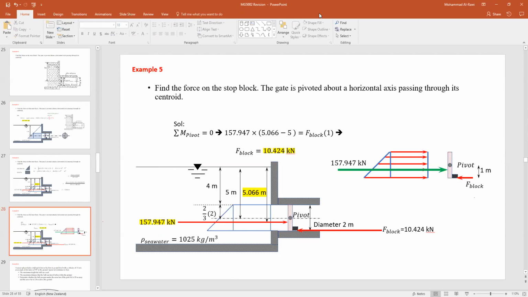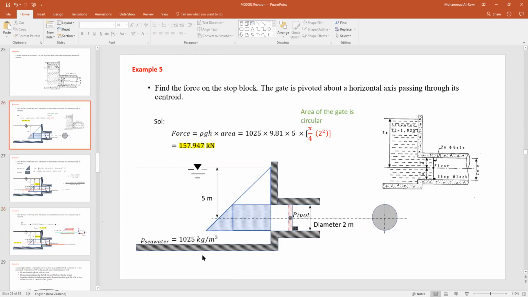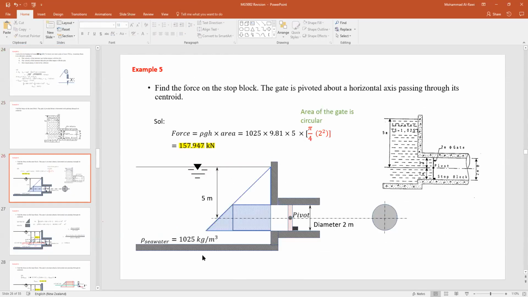Now I have a question. Can you explain the Y1 and Y2? Okay, yeah, I can go and explain Y1 and Y2. Where is it? Y1 and Y2.